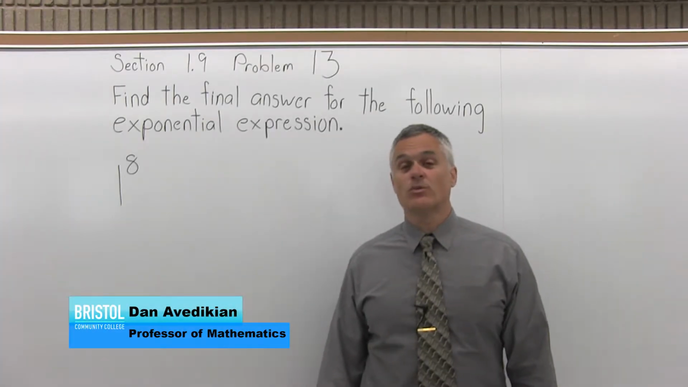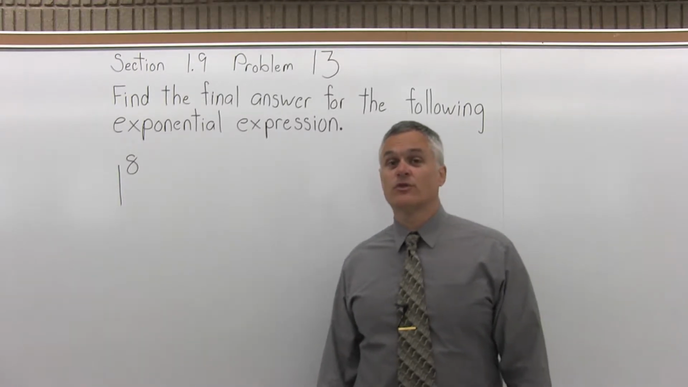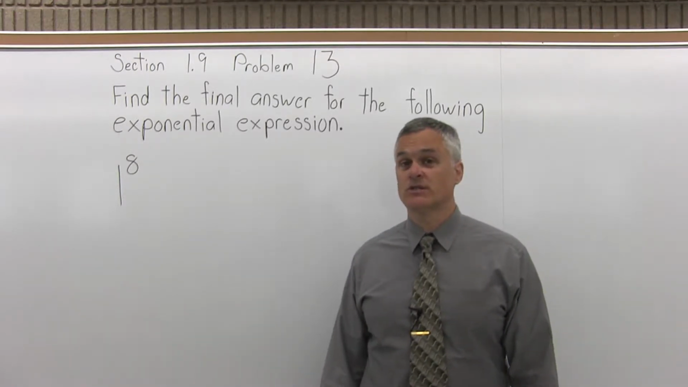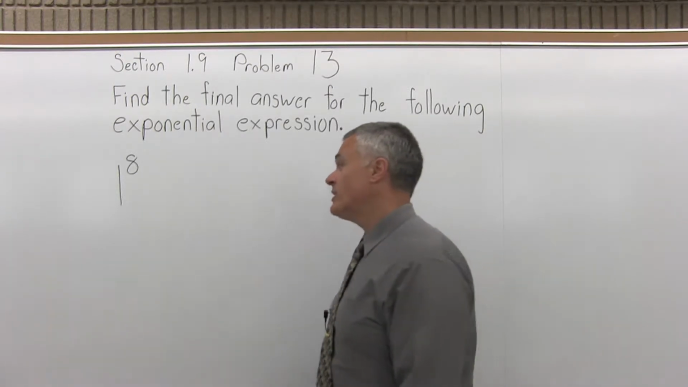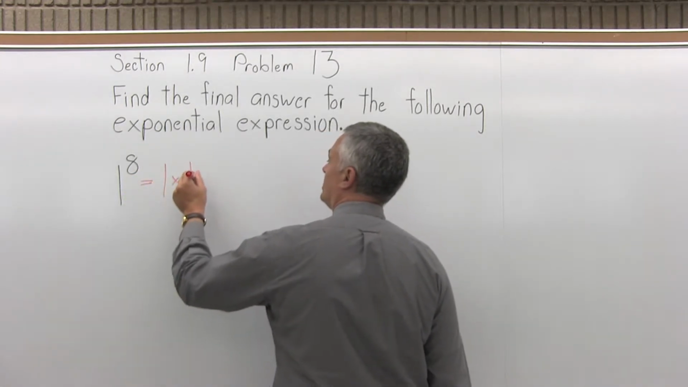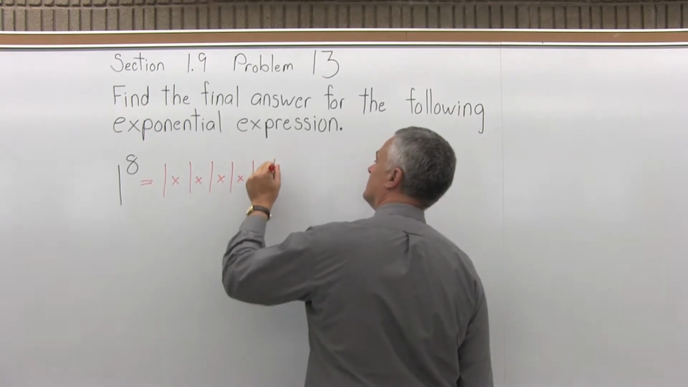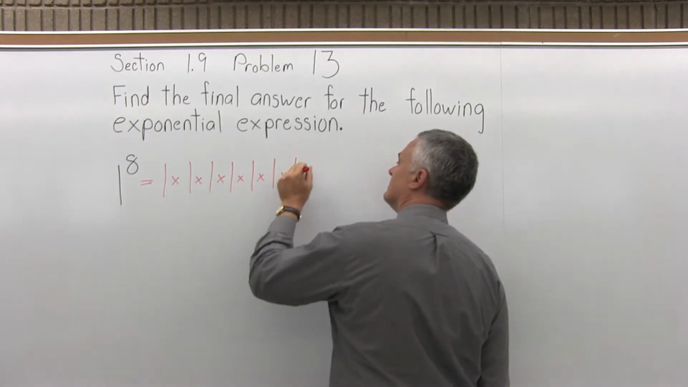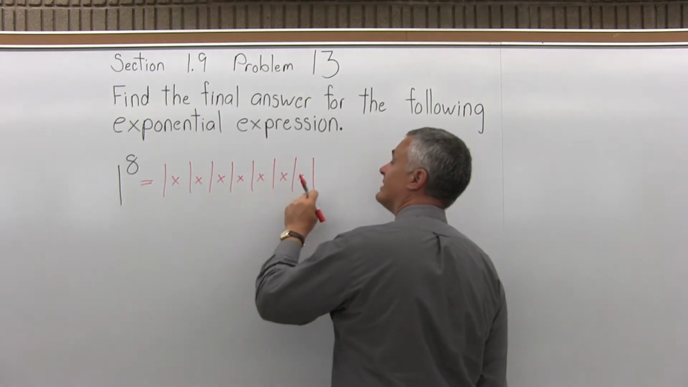This is Section 1.9, Problem 13. It says, find the final answer for the following exponential expression. And we have 1 to the 8th power. So 1 raised to the 8th power would be 8 ones multiplied together. That should be 8. 1, 2, 3, 4, 5, 6, 7, 8.